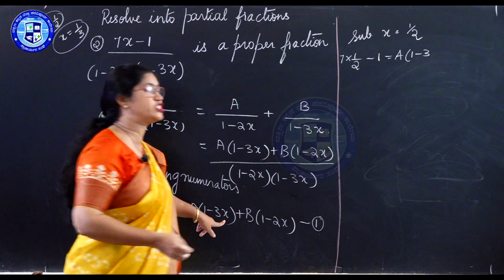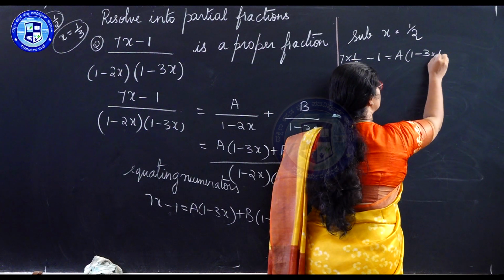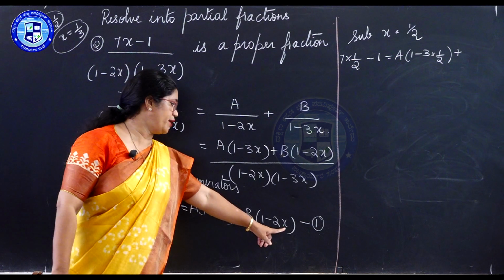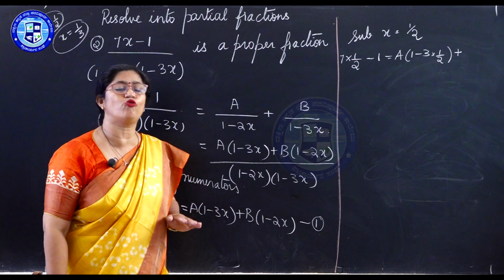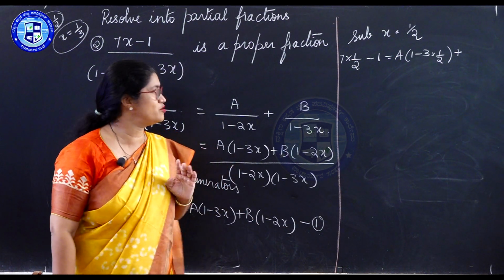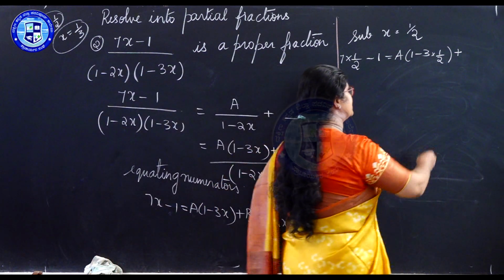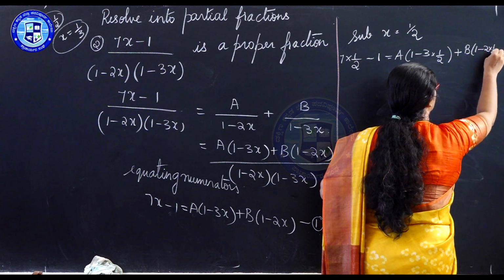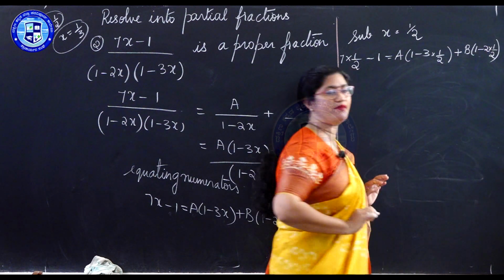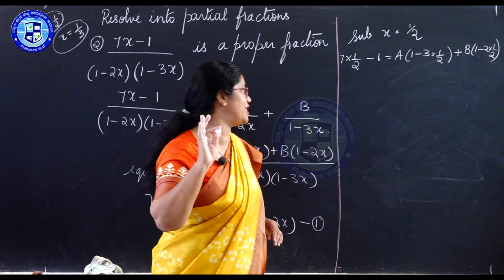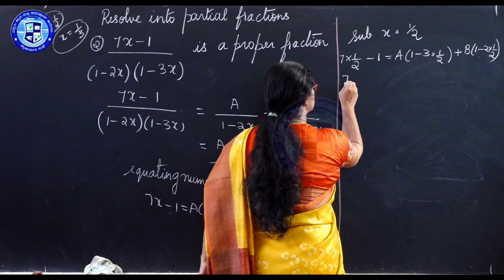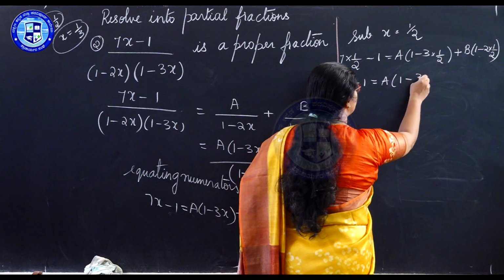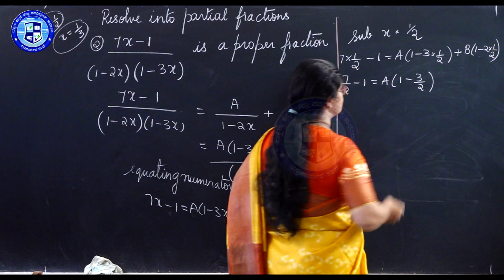Instead of x I should write 1 by 2 plus, now I know when I put 1 by 2 this will become 0. You need not write it if you want, but for practice, for 1 or 2 sums, let us write. So b into 1 minus 2 into half. So you know that this is becoming 0 and b is getting cancelled as it is getting eliminated. So 7 by 2 minus 1 is equal to a into 1 minus 3 by 2.